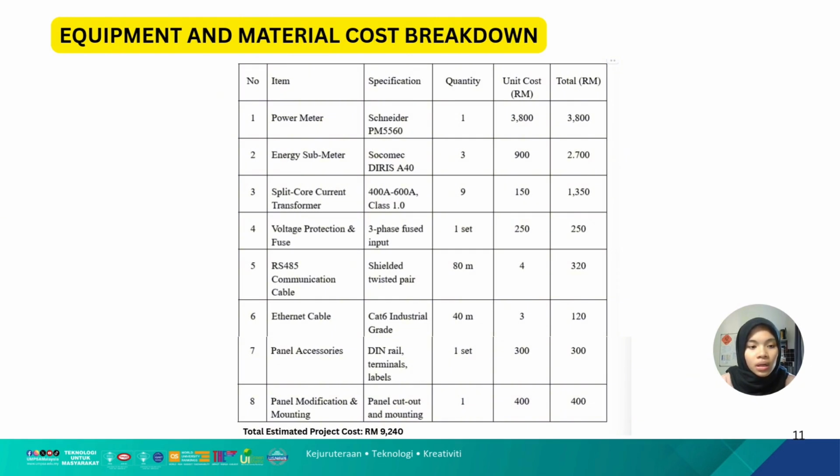Lastly, the item is panel modification and mounting. The specification for this item is panel cutout and mounting. We only need 1 quantity, which unit cost is 400 ringgit Malaysia, and the total for this item is 400 ringgit Malaysia. So the total estimated project cost for this equipment and material cost breakdown is 9,240 ringgit Malaysia.